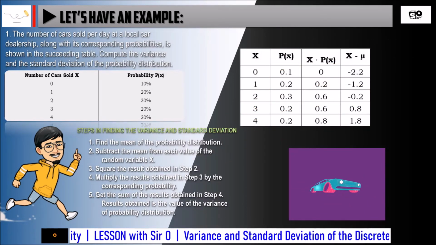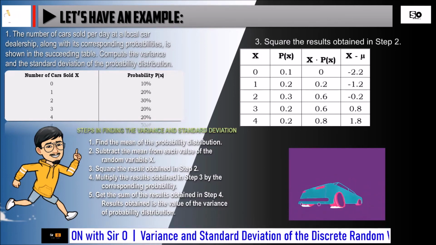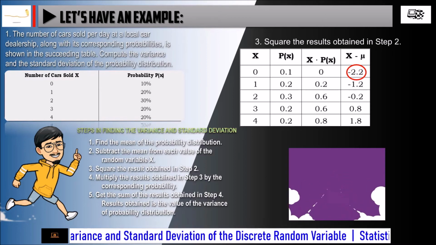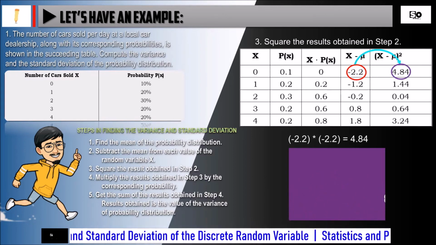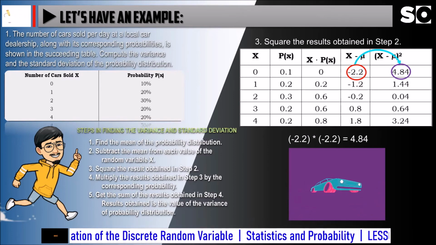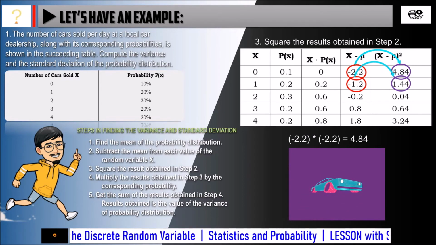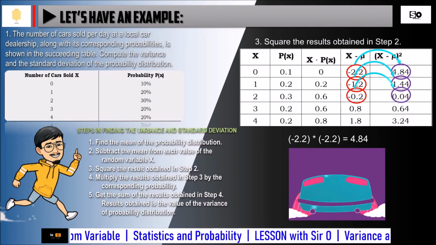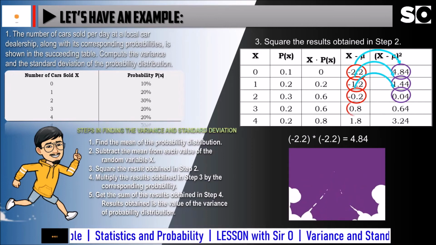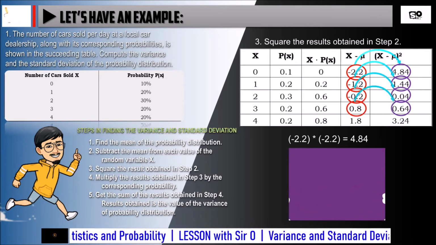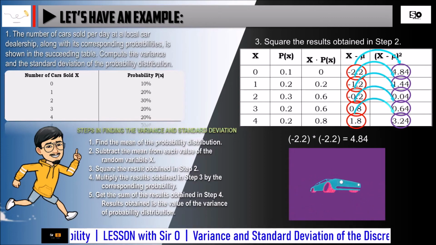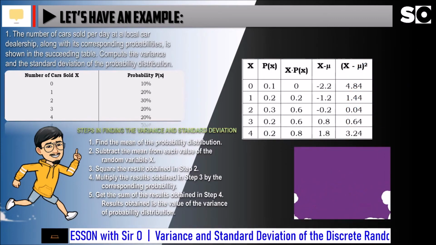Now, let's proceed to step number 3. Square the results obtained in step 2. So, we're going to multiply the result obtained in step number 2 by itself, negative 2.2 multiplied by negative 2.2. So we have 4.84. Do this process on the succeeding values. So we have negative 1.2 multiplied by negative 1.2, which is 1.44. Negative 0.2 multiplied by negative 0.2 is 0.04. 0.8 multiplied by 0.8 is 0.64. And last, 1.8 multiplied by itself is 3.24.